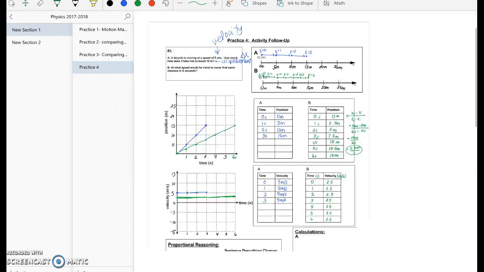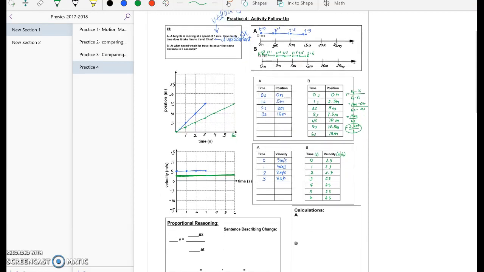So that's how to do that number 1 all the way up to proportional reasoning. And stay tuned for the proportional reasoning explanation.